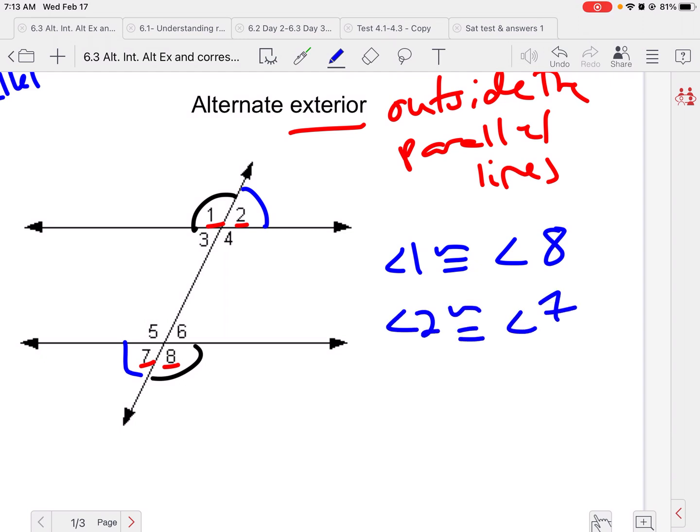Again, this is where our colors can be super helpful. If you don't have different colors, you can do this with like 2 lines. So the 2 lines go together and the 1 lines go together.